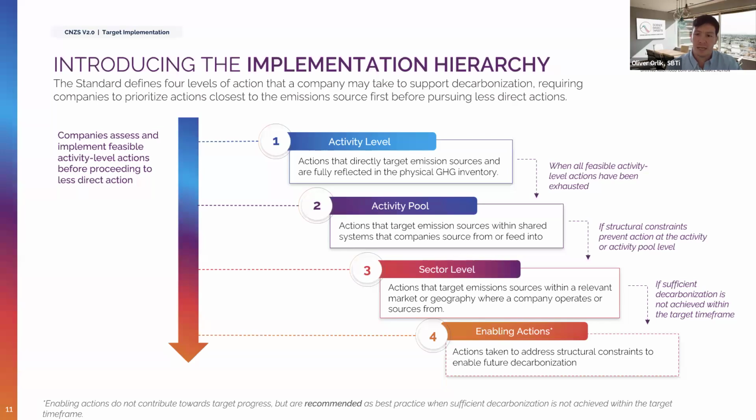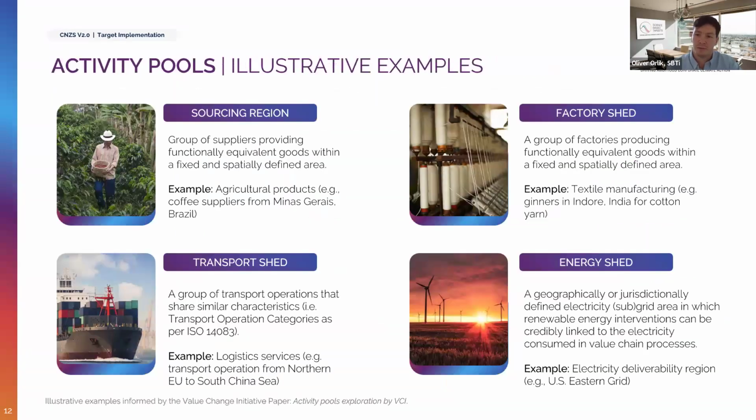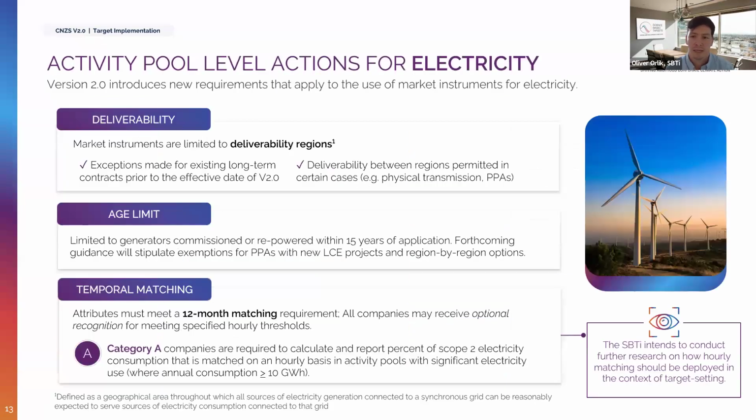The next slide just has some illustrative examples of an activity pool. I talked through the transport shed here, and then we can talk now about energy shed, which is around how you can use these pools to procure electricity from the grid to meet against your decarbonisation target. So on the next slide, I'm going to talk through that.